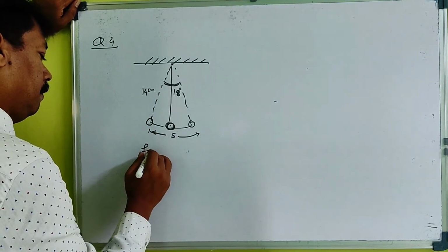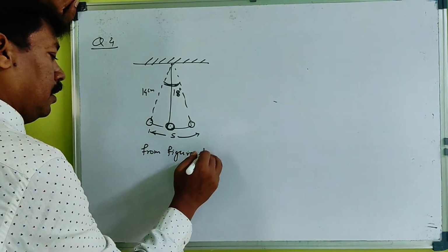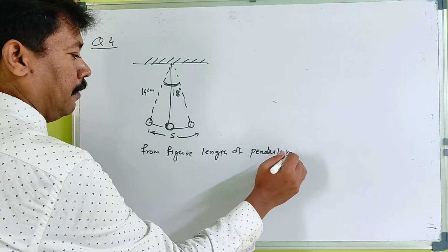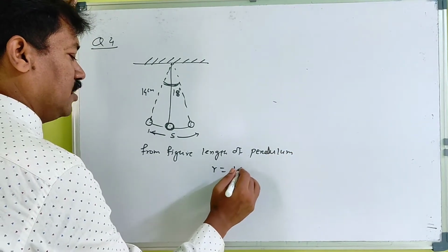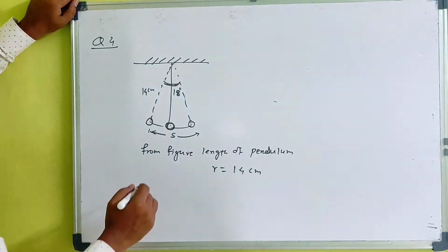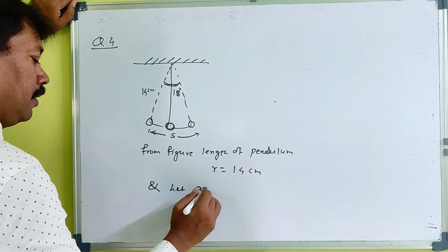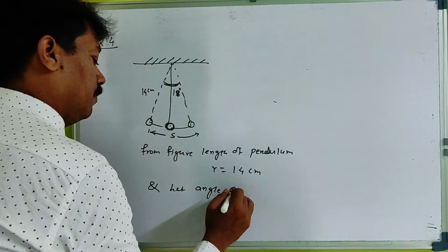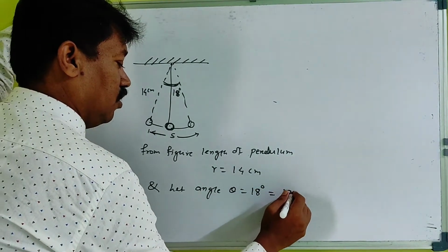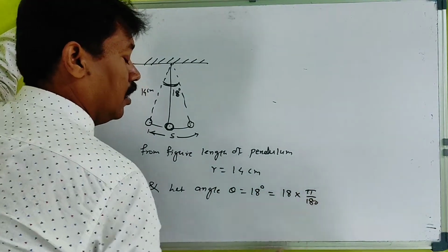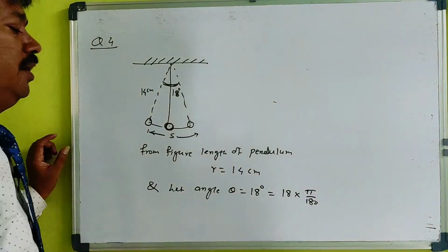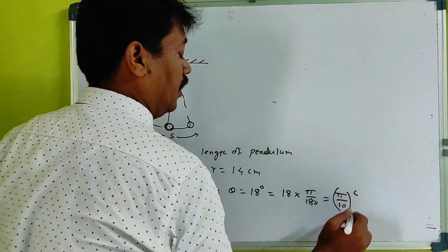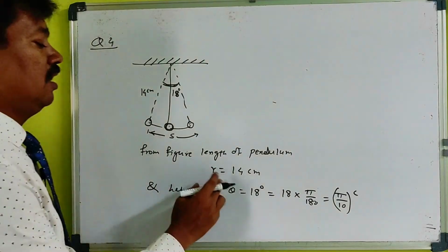So from the figure, the length of the pendulum is r, which is equal to 14 centimeter, and the angle theta is equal to 18 degrees. So 18 degrees you have to convert into radians. Multiply by pi upon 180, so that becomes pi upon 10 radian. So r is there, theta is there.